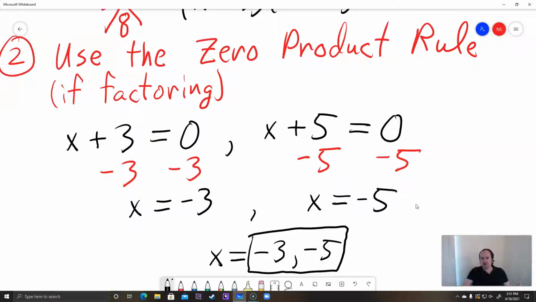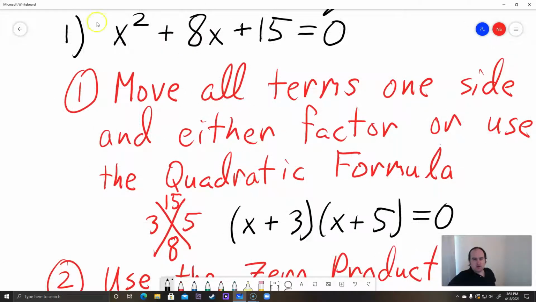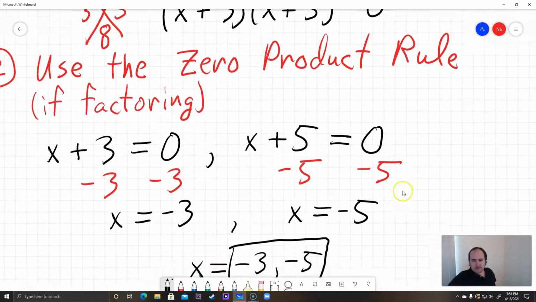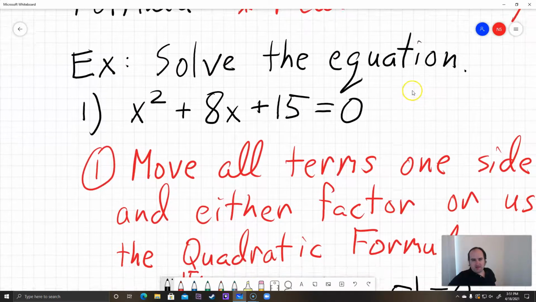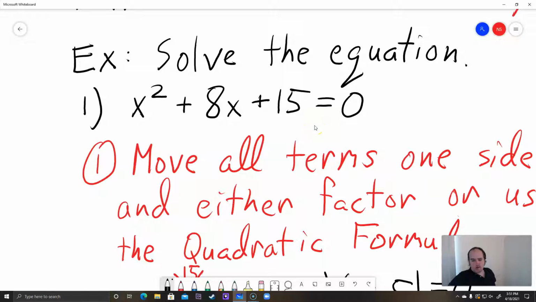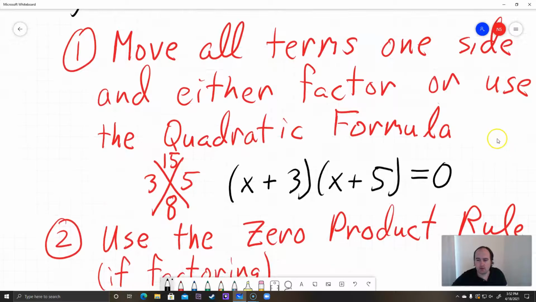And if you want to check these, you can. You would have to plug in negative 3 into the original equation and make sure it equals 0. And then the same thing you'd have to check for negative 5. You plug in negative 5 into this original equation and make sure that it equals 0. I'm not going to do that though, because it's really not necessary. It's just something that you can do if you're not sure if your answer is right. You plug in the numbers that you got, make sure it's true. Okay?